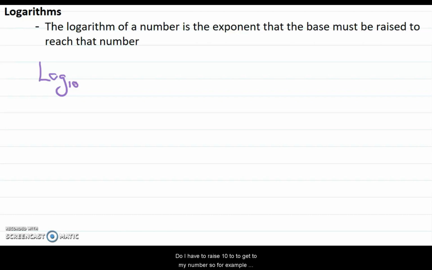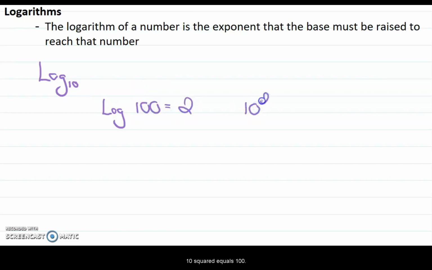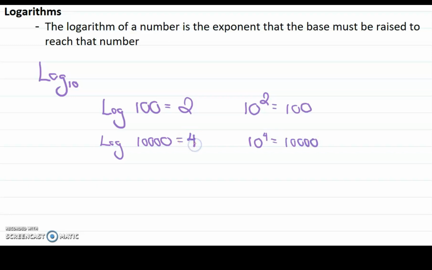So for example, if I say what is the log of 100, that equals 2 because 10 squared equals 100, right? Or if I want to know the log of 10,000, again, we're doing this all in base 10. So 10 to the 4 is equal to 10,000. So that means the log of 10,000 is 4.